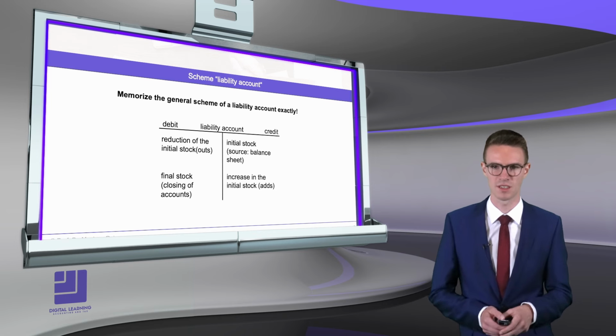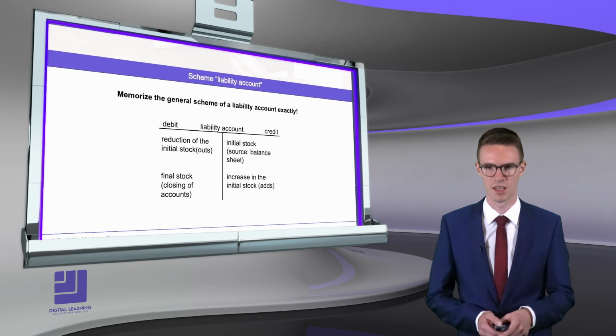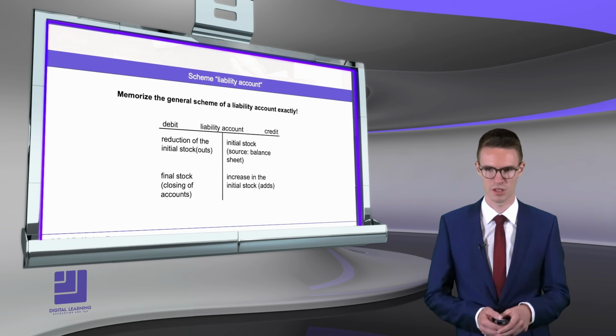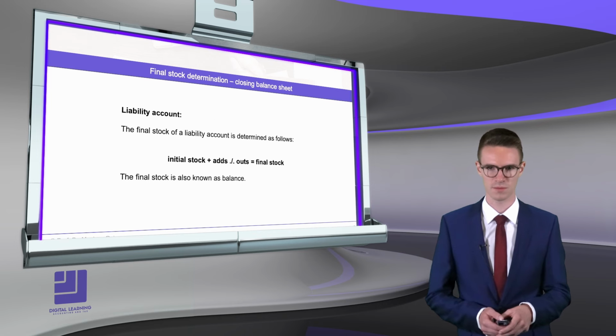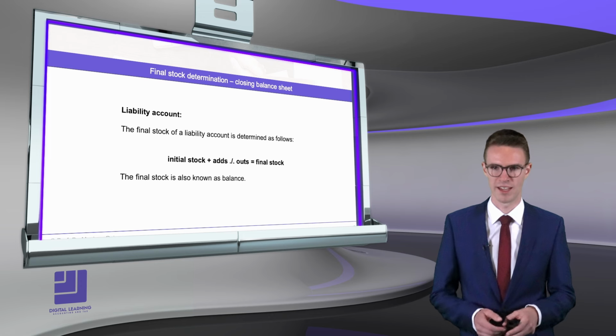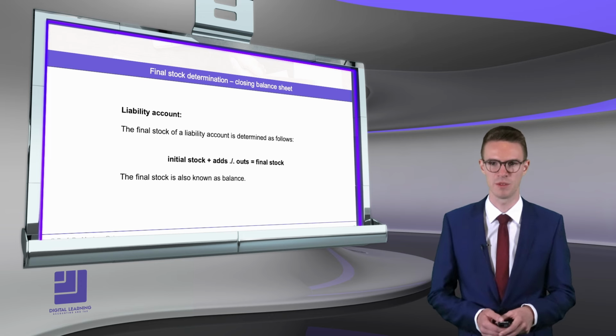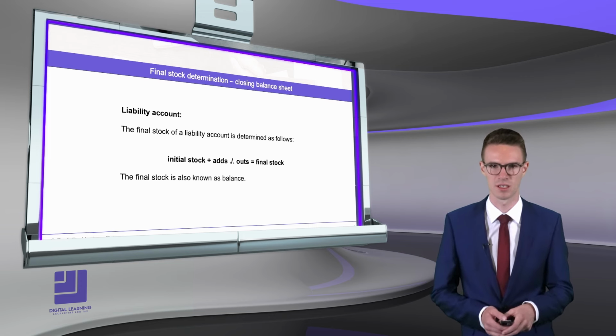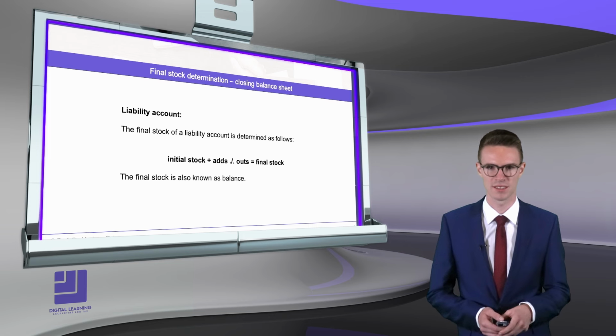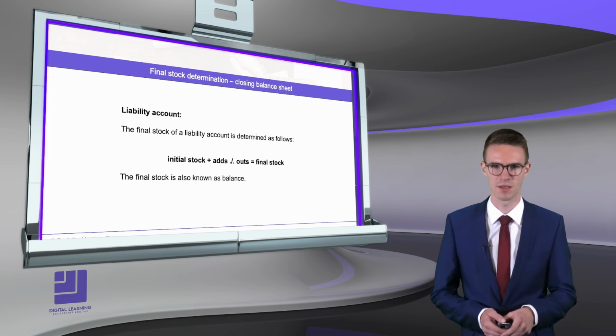An increase in a liability account is, for example, the rise of a credit. A debt retirement is an example for the reduction of the initial stock. The final stock is calculated similarly to the asset account. The initial stock plus the adds minus the outs equals the final stock.